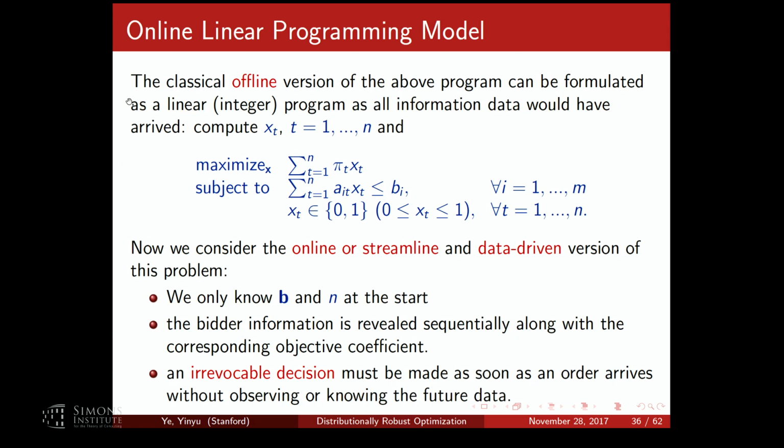So many people assume pi_t comes from certain distributions, and the a_it may have certain patterns. So we use that information, and then we solve a stochastic version. But here, we want it to be distribution free. There's no information on pi_t and a_it. So the question is, how can you still maximize this revenue?